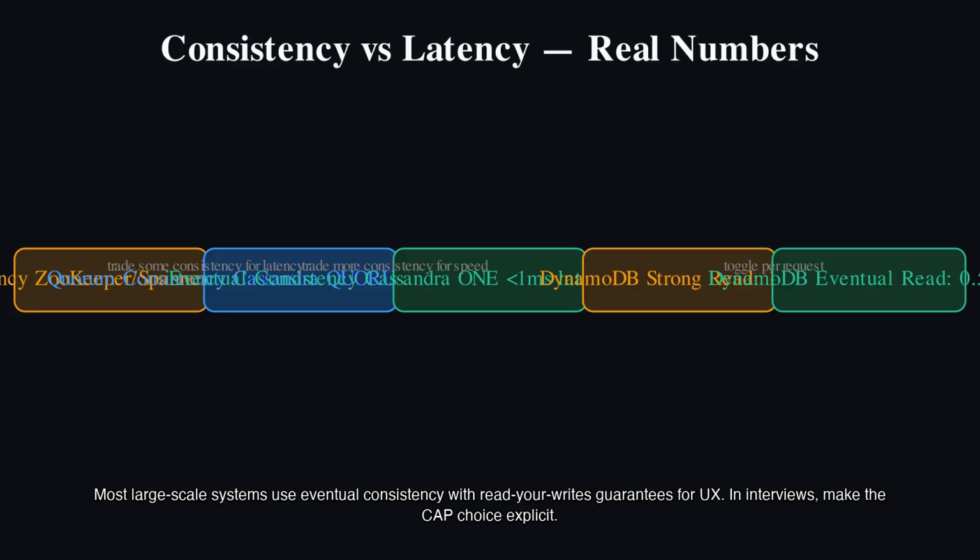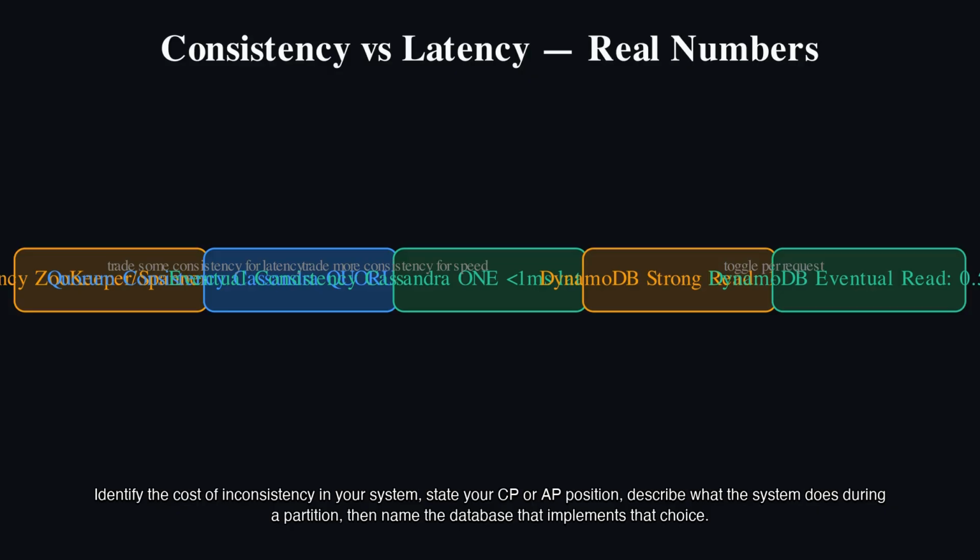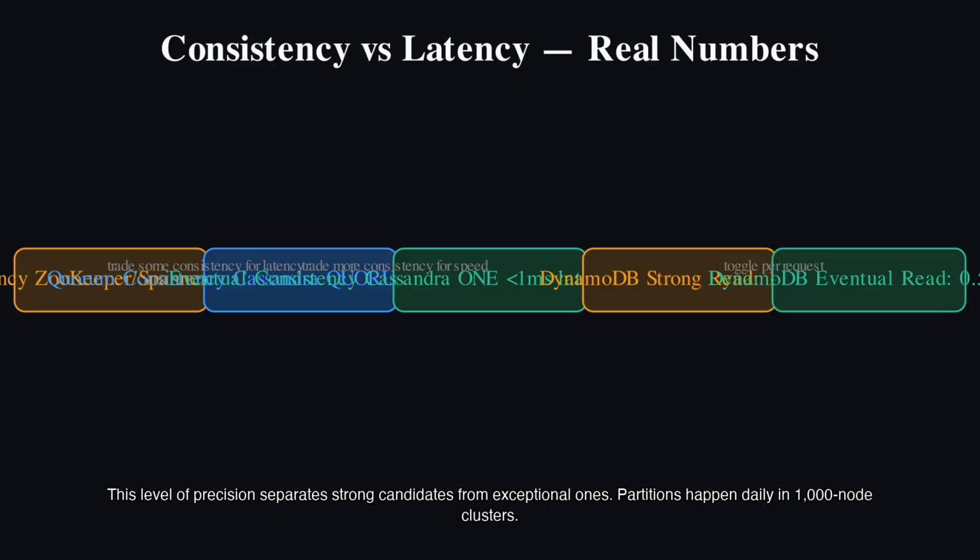In interviews, make the CAP choice explicit. Identify the cost of inconsistency in your system, state your CP or AP position, describe what the system does during a partition, then name the database that implements that choice. This level of precision separates strong candidates from exceptional ones.